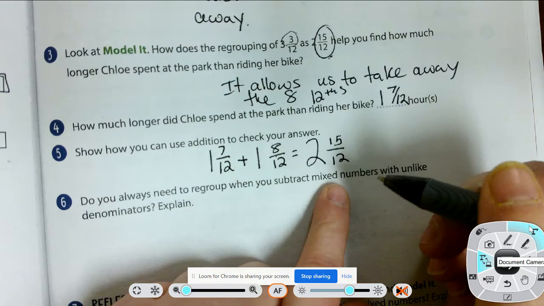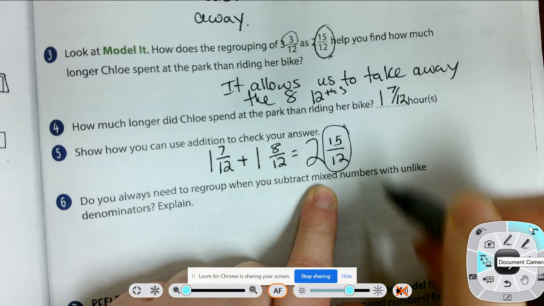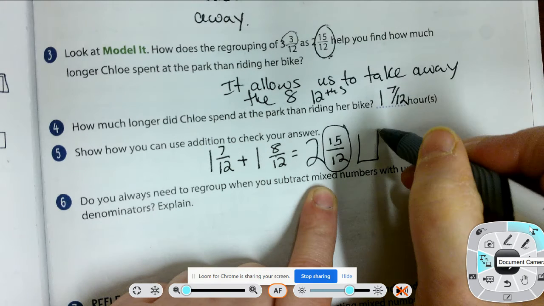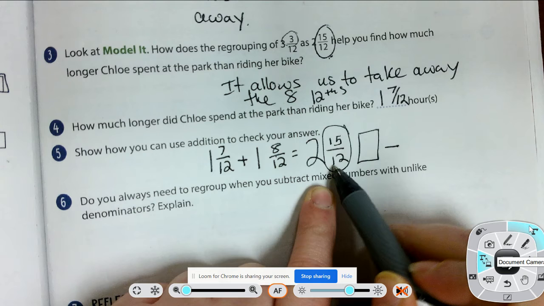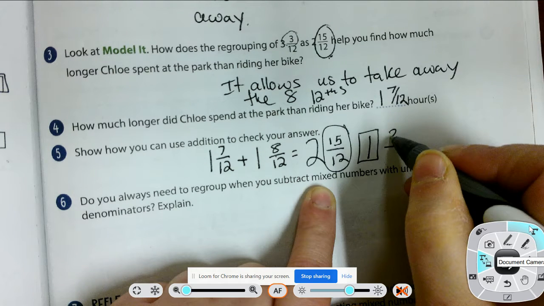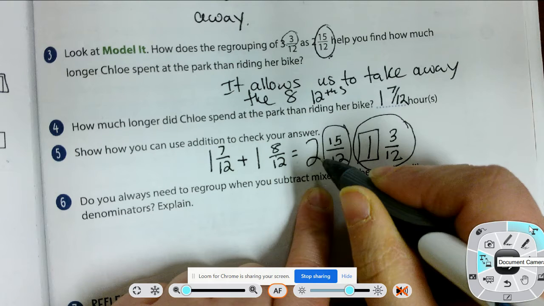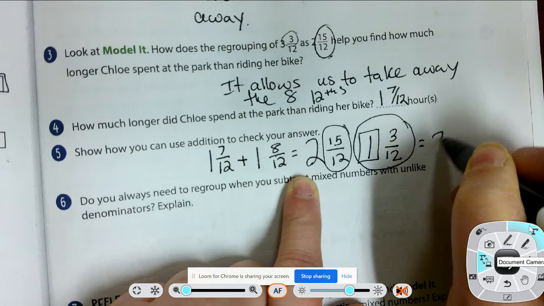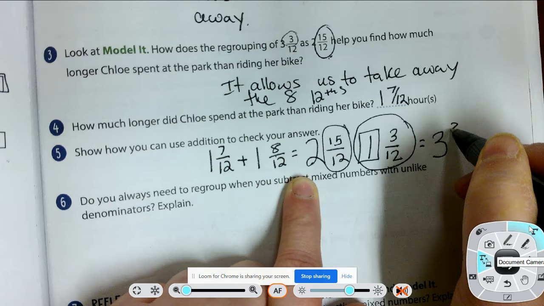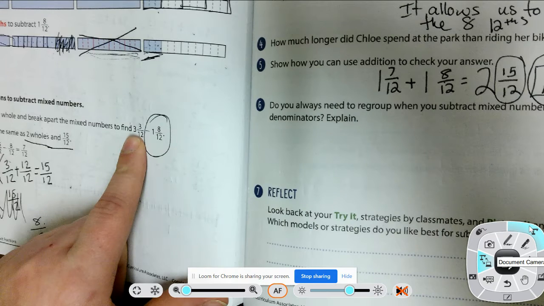But I can't leave it like that because this is an improper fraction. So I turn that into a mixed number: 12 goes into 15 one whole time, with 3 left over, and 12. So now I've got 1 and 3 twelfths plus the 2, and that gives me 3 and 3 twelfths, which I know is the correct answer because that's the number they're taking away from.